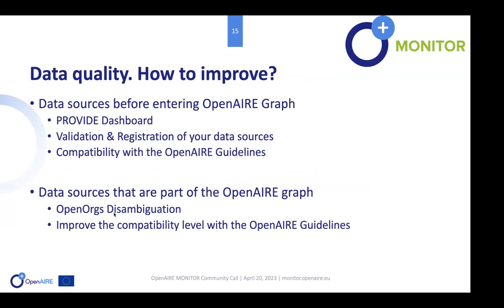So how can we improve the data quality? There are two stages. First of all, regarding the data sources of your organization, before these are ingested in the OpenAIRE Graph.